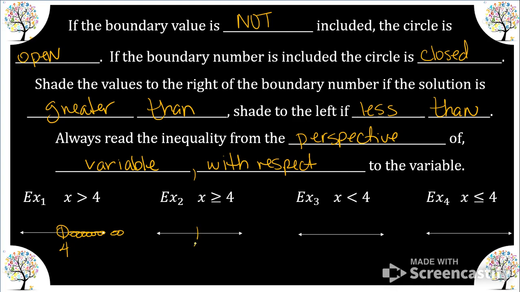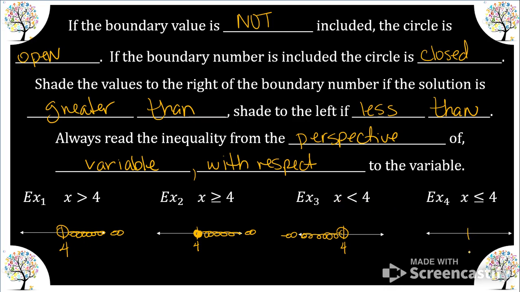Example 2 does include the number 4, so we do shade it by closing it in and saying 4 is equal to 4, but we can also have values greater than 4. Example 3, x is less than 4. Again, 4 is not included, but everything to the left could create a true statement.